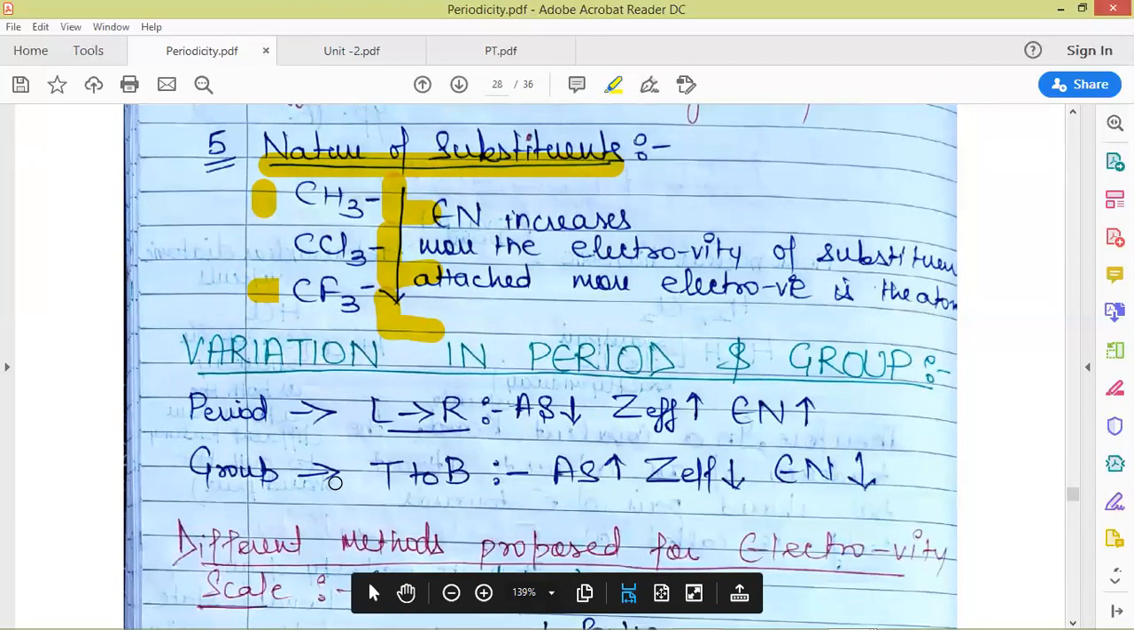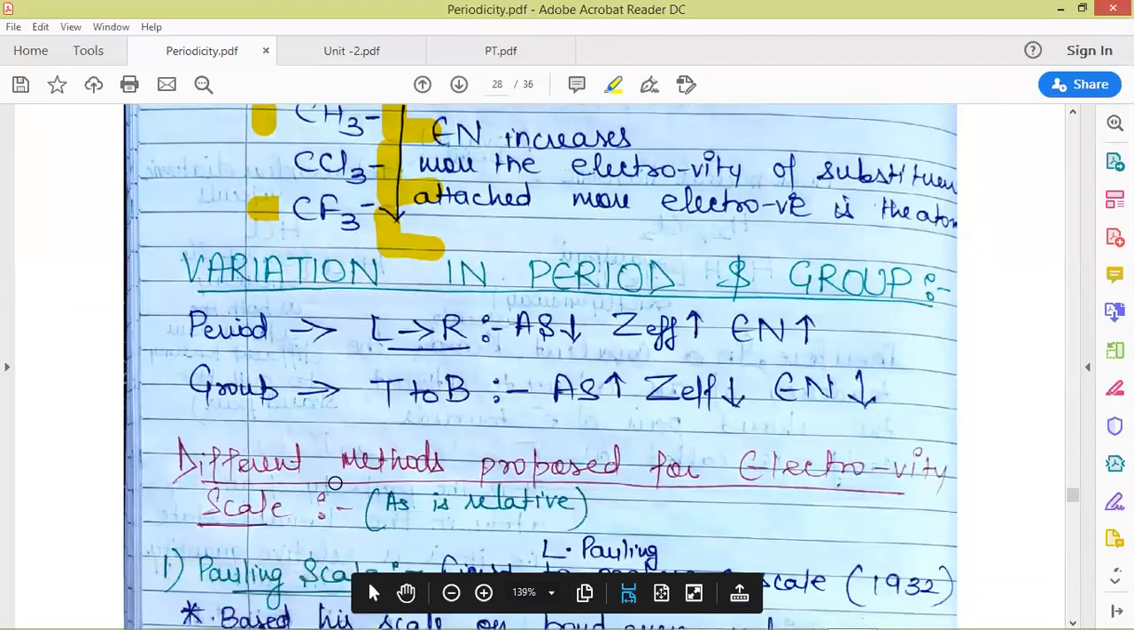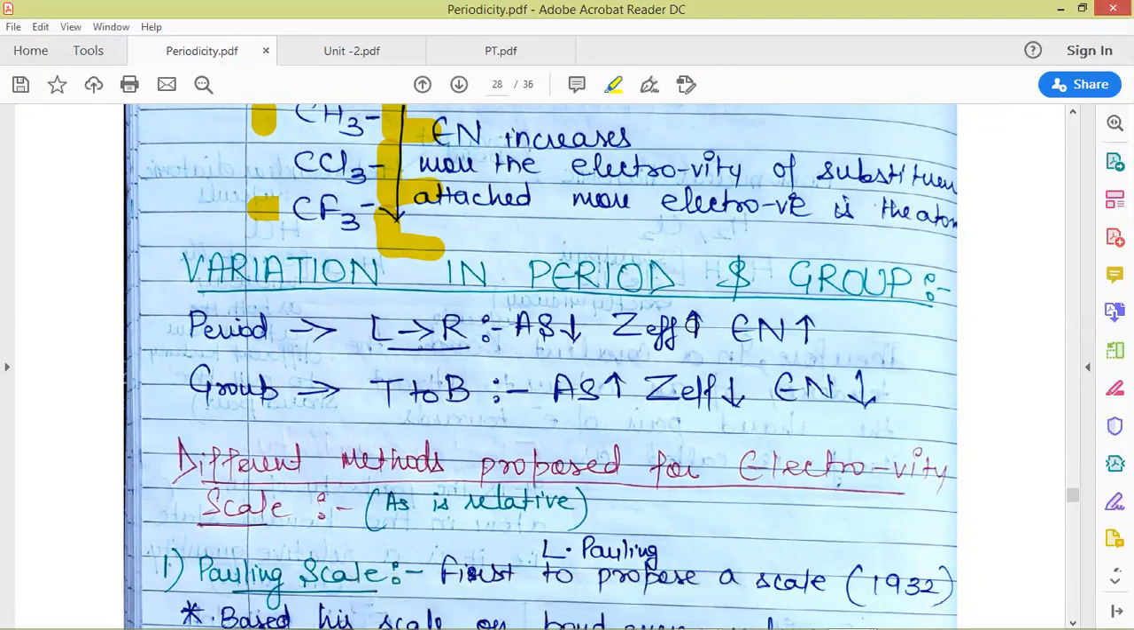So in general, variation in period and group in the periodic table: for period, as we move from left to right, atomic size is decreasing, Z effective is increasing. That means electronegativity is increasing. And in case of group, as we move from top to bottom, atomic size is increasing, Z effective is decreasing, and electronegativity decreases. We have studied three periodic properties, that is ionization energy, electron affinity, and the third one is electronegativity, which we are discussing right now.